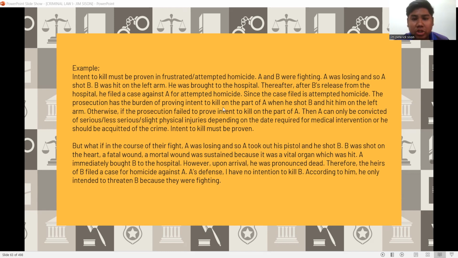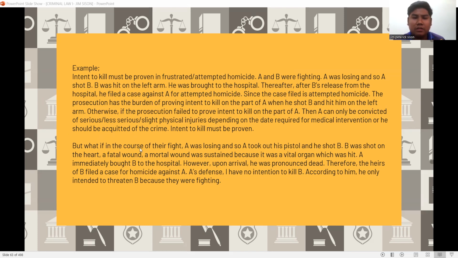Why? Because if the prosecution fails to prove intent to kill, okay, it will downgrade the crime filed from attempted homicide to physical injuries. Okay? So otherwise, if the prosecution failed to prove intent to kill on the part of A, then A can only be convicted of serious, less serious, or slight physical injuries, depending on the days required for medical intervention. Or what? Should be acquitted of the crime. Okay? Always remember, when it is attempted, okay, you must prove intent to kill.